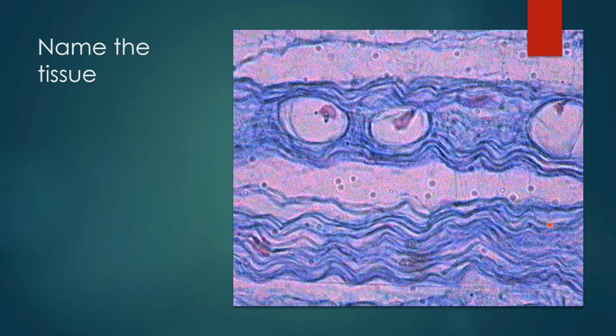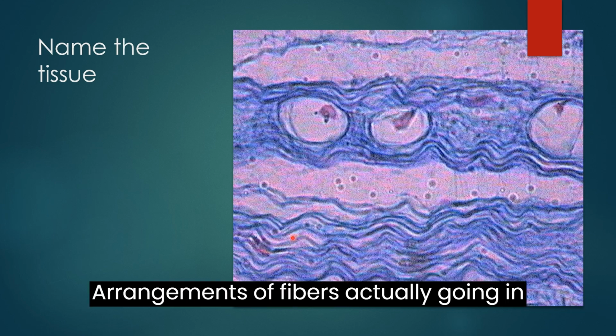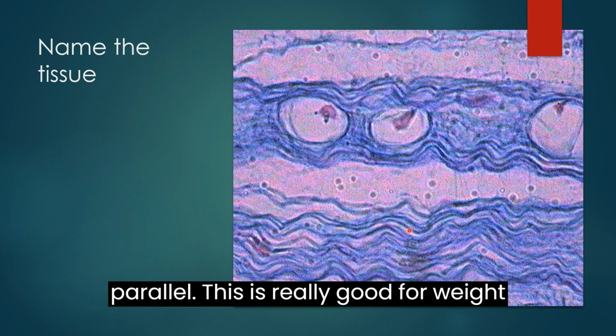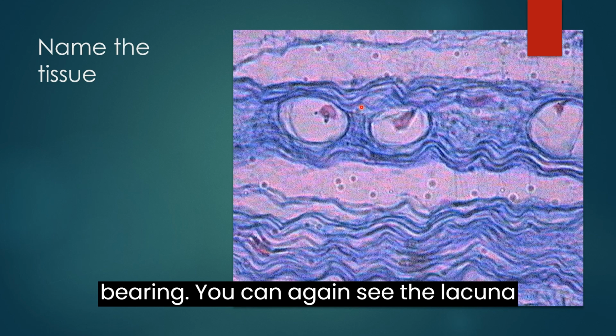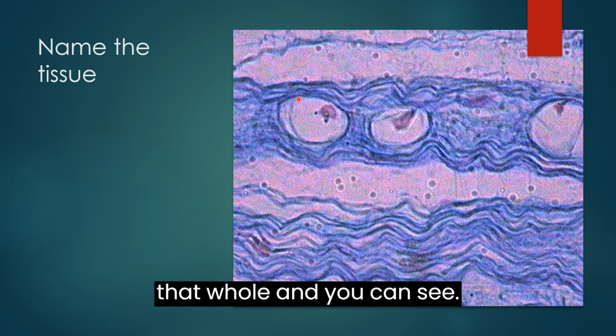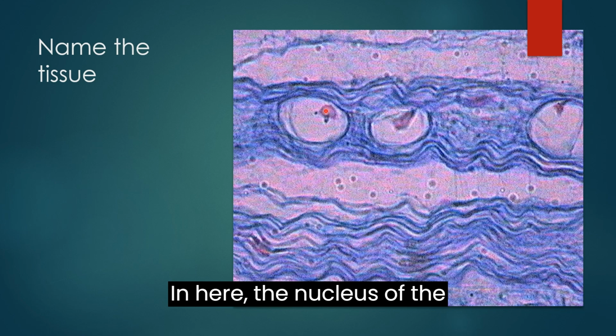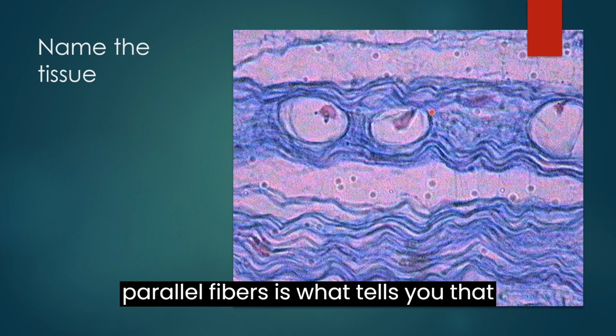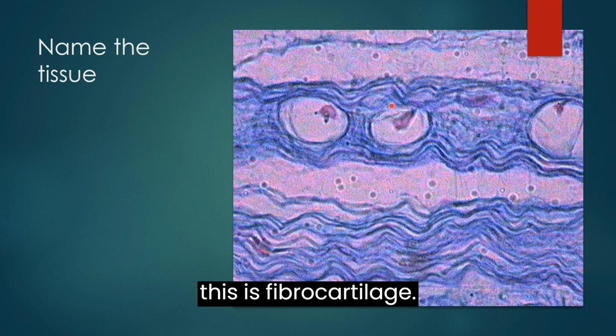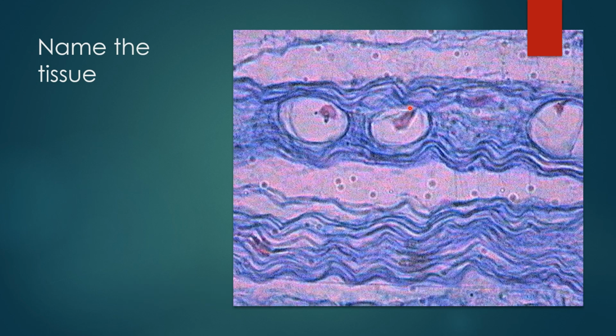Over here you can see the arrangements of fibers actually going in parallel. This is really good for weight bearing. You can again see the lacuna, that hole, and you can see in here the nucleus of the chondroblast. So these parallel fibers is what tells you that this is fiber cartilage.